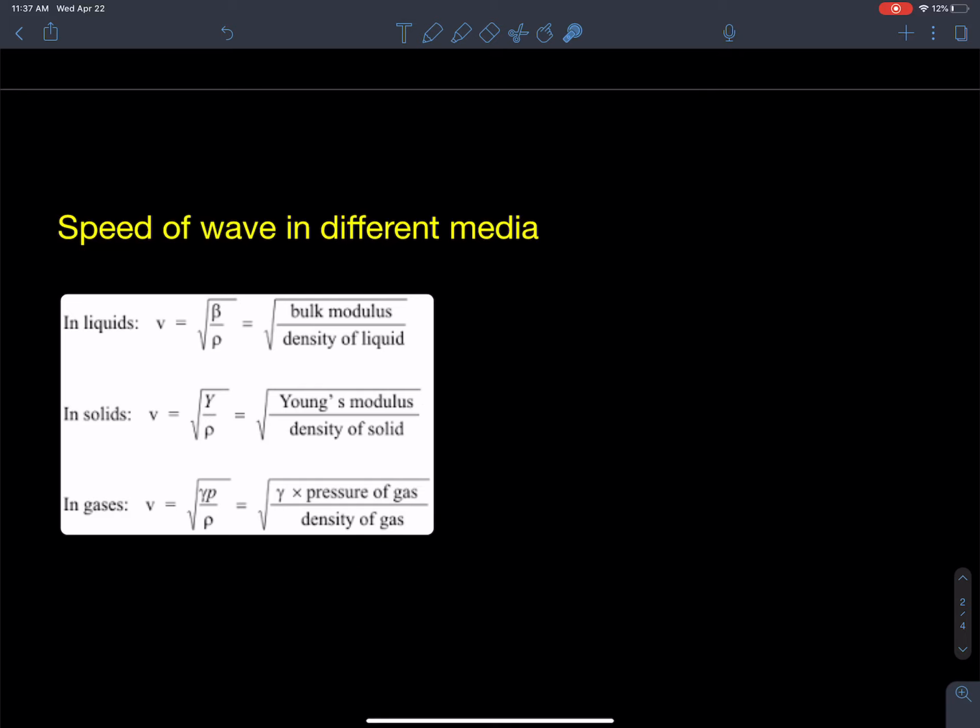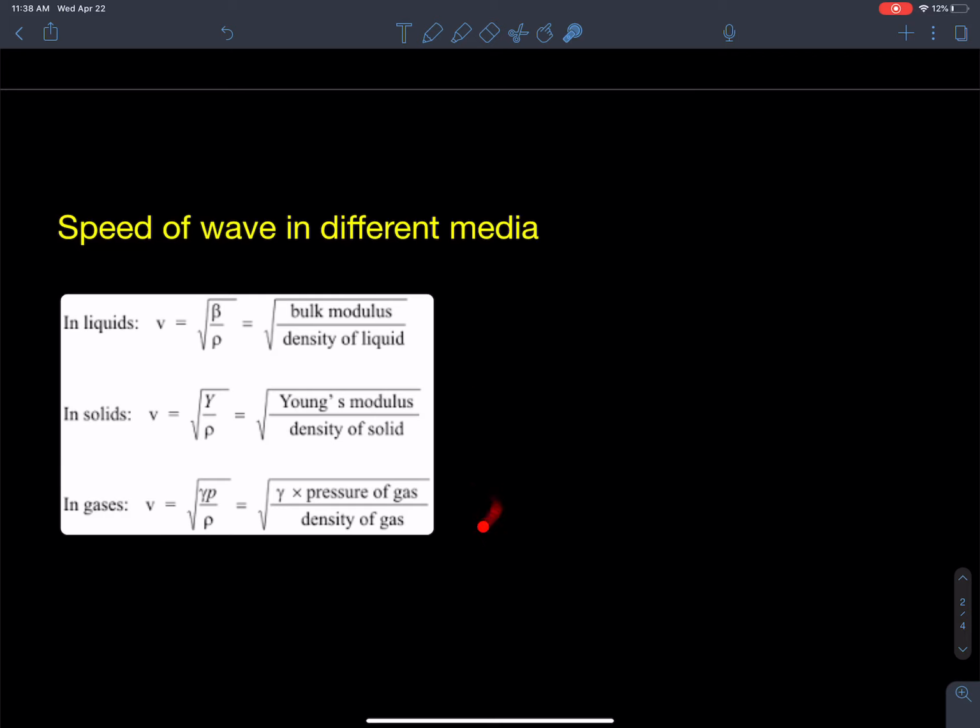Now in a gas, this is really interesting. With a gas, the speed of the wave depends on temperature. Pressure is here. So temperature definitely affects how fast sound moves in air, and so does the density of a gas. So the speed in a gas is much slower than the speed in a solid and a liquid.